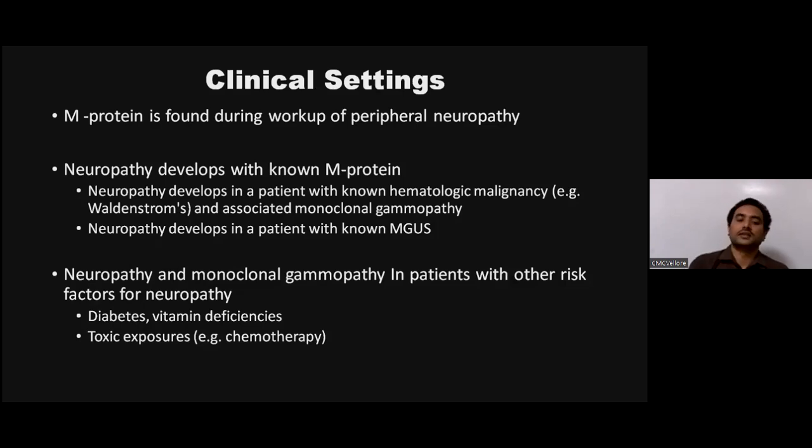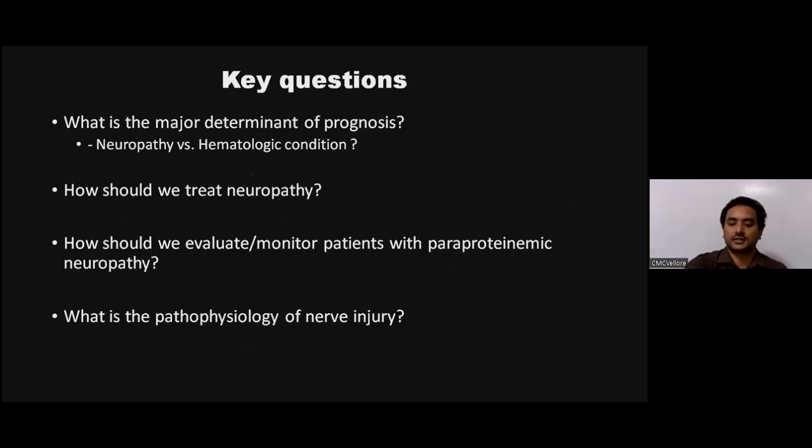The other one is that both can coexist along with other risk factors in the form of diabetes, vitamin deficiencies, chemotherapy, etc. So, what are the key questions here? What is the major determinant of the prognosis? Is it the condition the patient is having? Is it neurological significance or hematological significance which determines the prognosis? Then how should we treat?